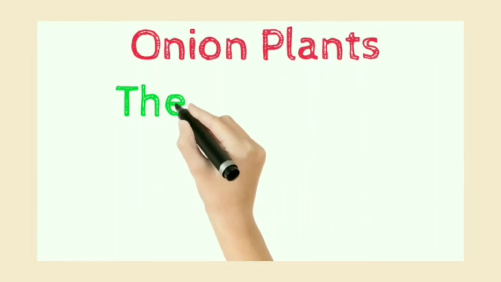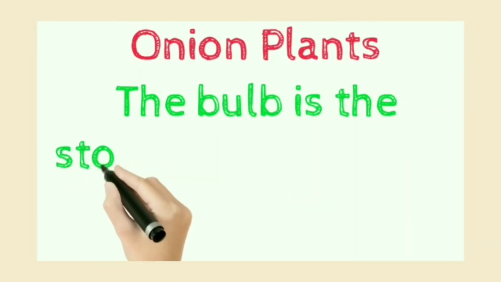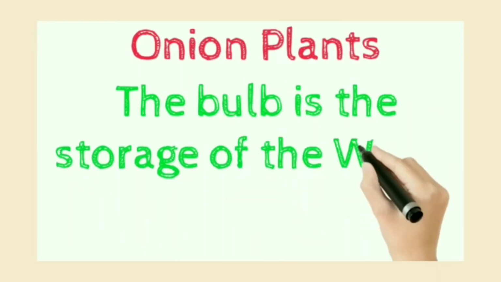Onion plants. The bulb is the storage of the whole plant.